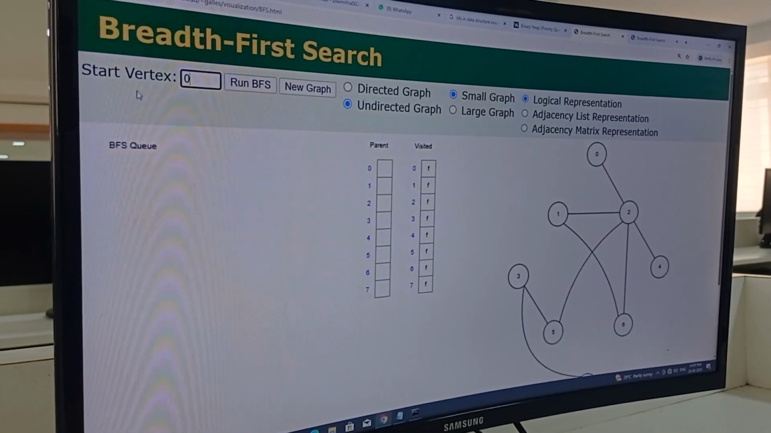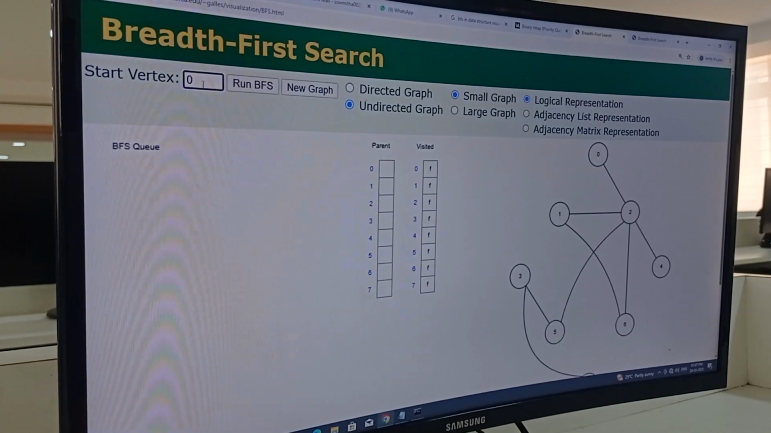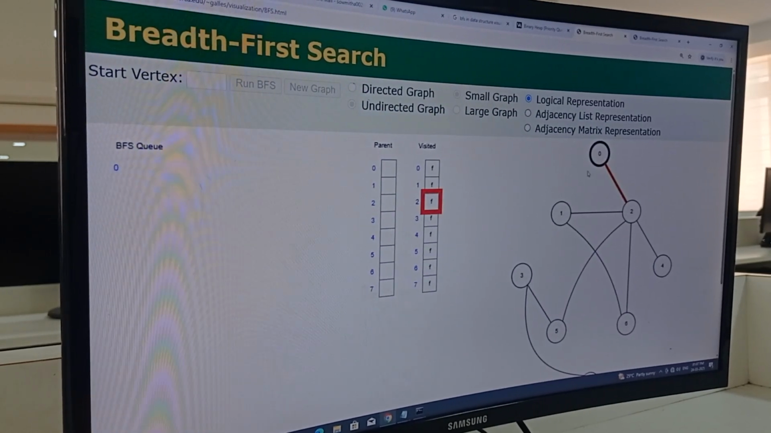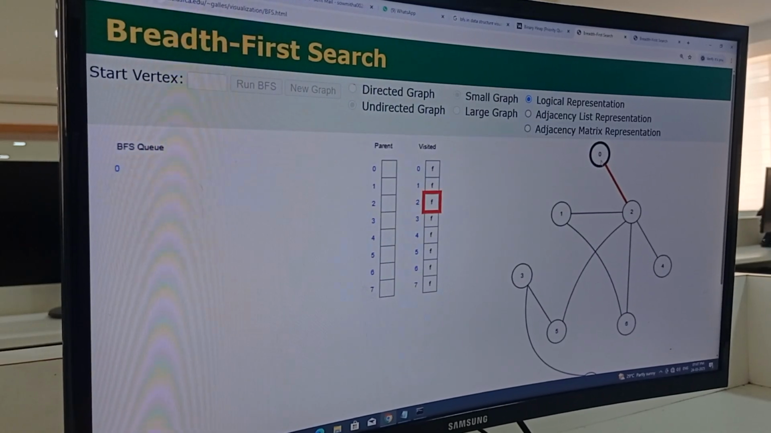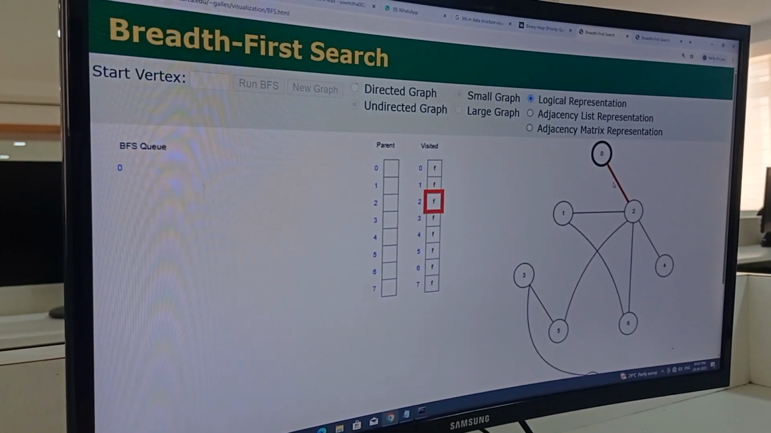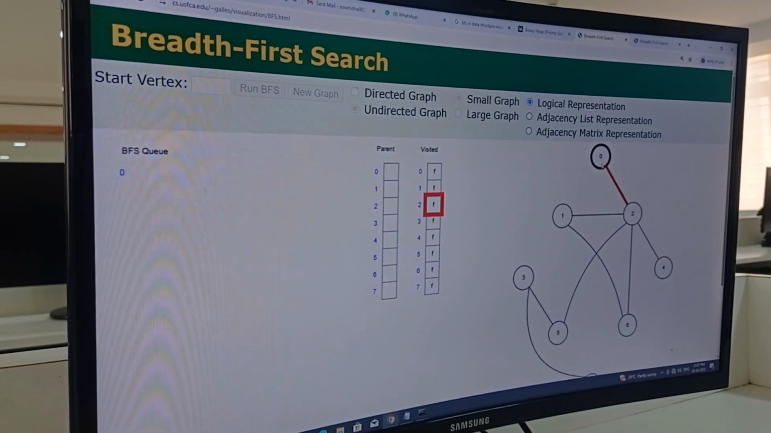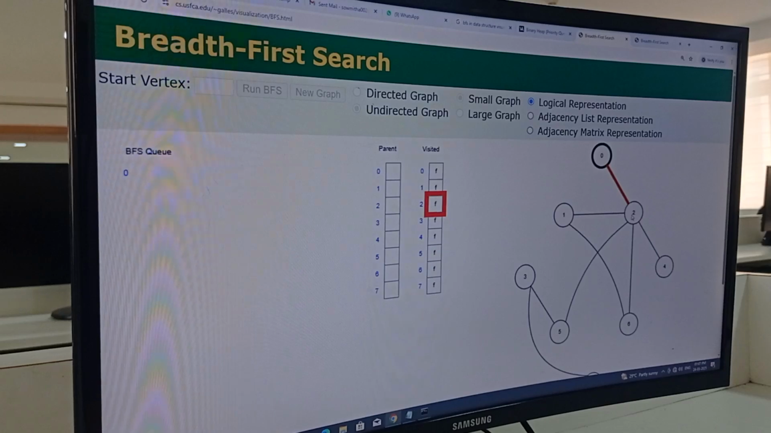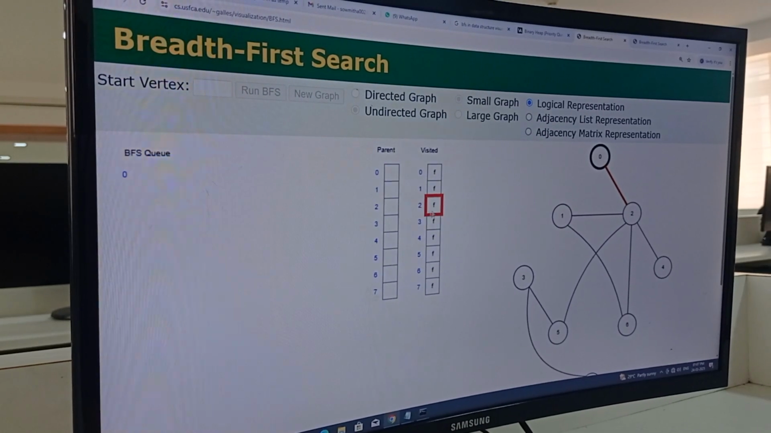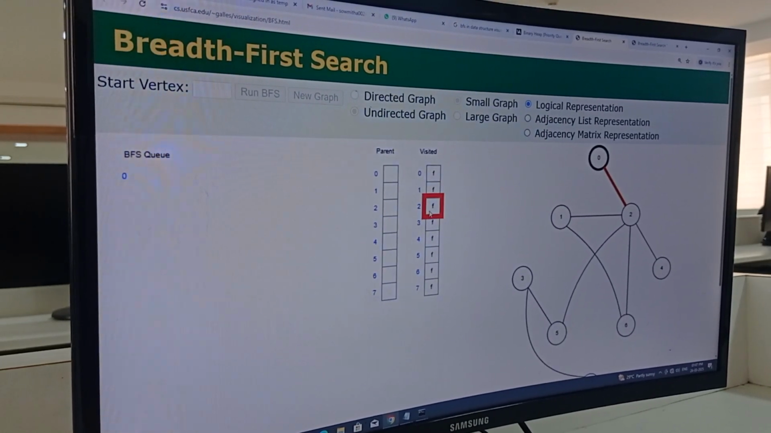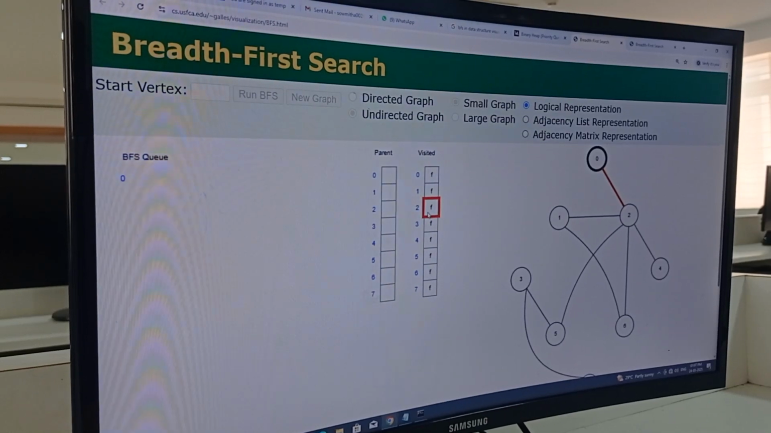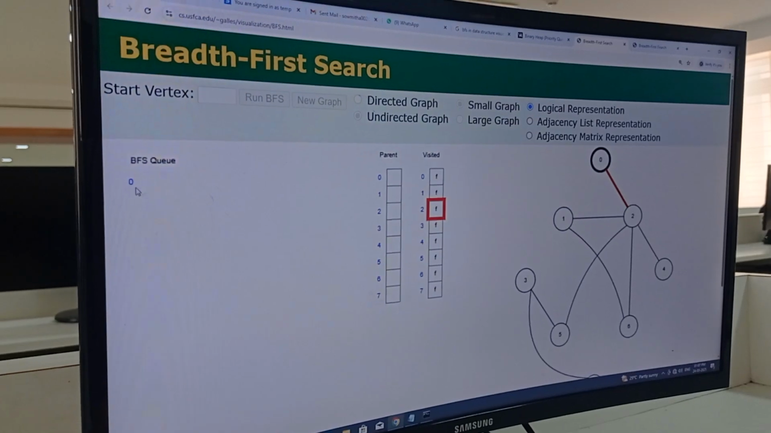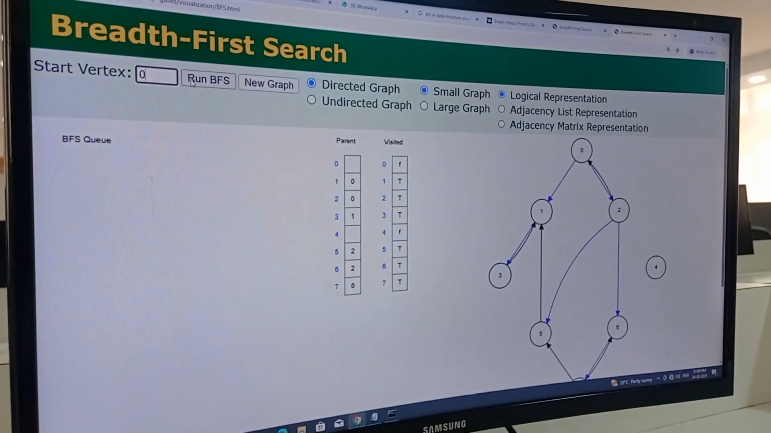Now I have chosen the starting vertex as 0. I'm going to run the BFS algorithm. First, the starting vertex is 0. The nearest neighbor vertex of 0 is 2. Next, we move from 0 to vertex 2. After that, the truth table entry for vertex 2 is changed to the visited state. The next step comes after vertex 0 is the start.